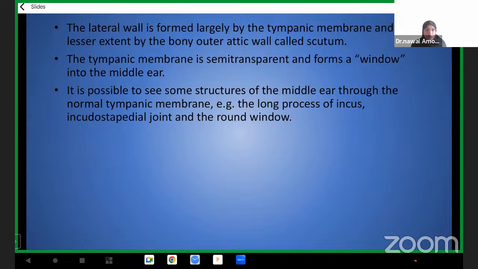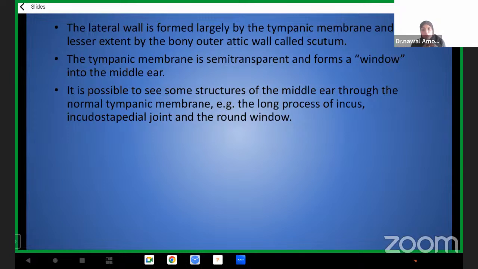Now, the lateral wall is formed largely by the tympanic membrane. Okay, the lateral wall is formed by the tympanic membrane, and to a lesser extent by the bony outer attic called the scutum. Okay, the tympanic membrane forms a window to the middle ear. So it's an oscillation tube, the tympanic membrane.